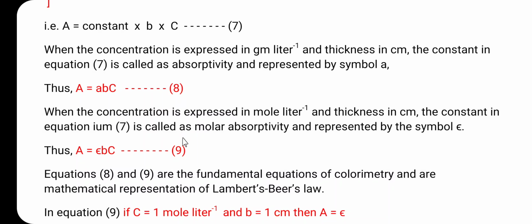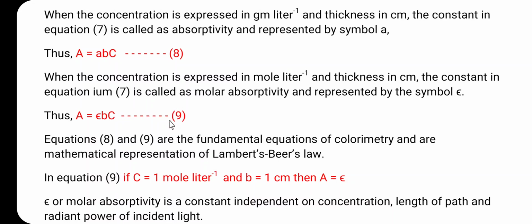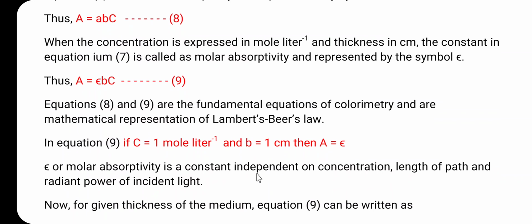So, these equations 8 and 9 are the fundamental equations of colorimetry and mathematically represent the Lambert's-Beer's law. Here in the equation 9, if concentration C is equal to 1 mole per liter and B, the path length or the thickness, is 1 centimeter, at that time equation 9 can be written as A is equal to epsilon, where epsilon is the molar absorptivity. Epsilon, or the molar absorptivity, is a constant, and it is independent of the concentration, as well as independent of the path length and the radiant power of the incident light. This is very, very important.